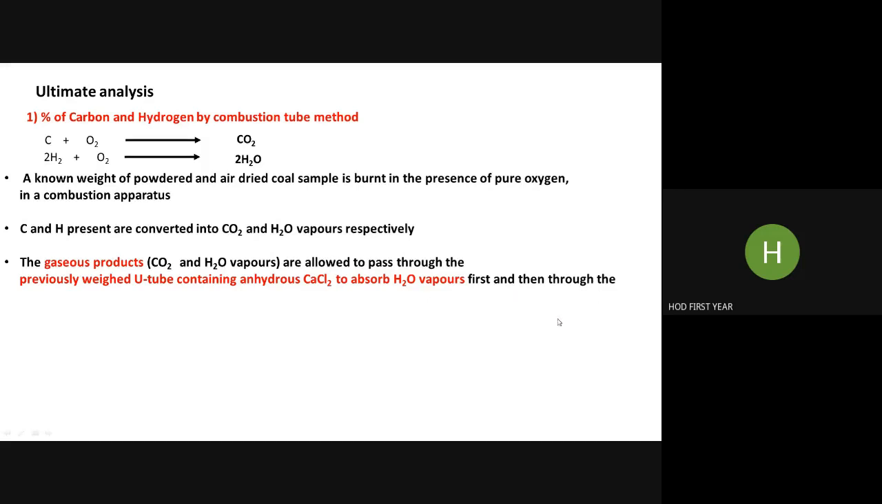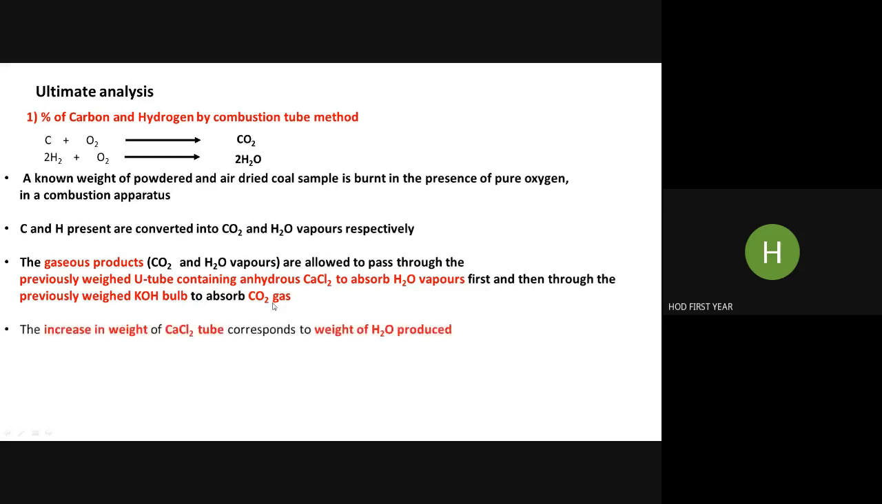Then these vapors are allowed to pass through the previously weighed KOH bulb, the potassium hydroxide bulb, to absorb CO2 gas. KOH is an efficient CO2 absorber. It absorbs CO2 almost 100%. After absorption of CO2, at the end of the experiment, we can measure the weight of the KOH bulb. There is an increase in weight of the KOH bulb. Why? Because now CO2 is absorbed.